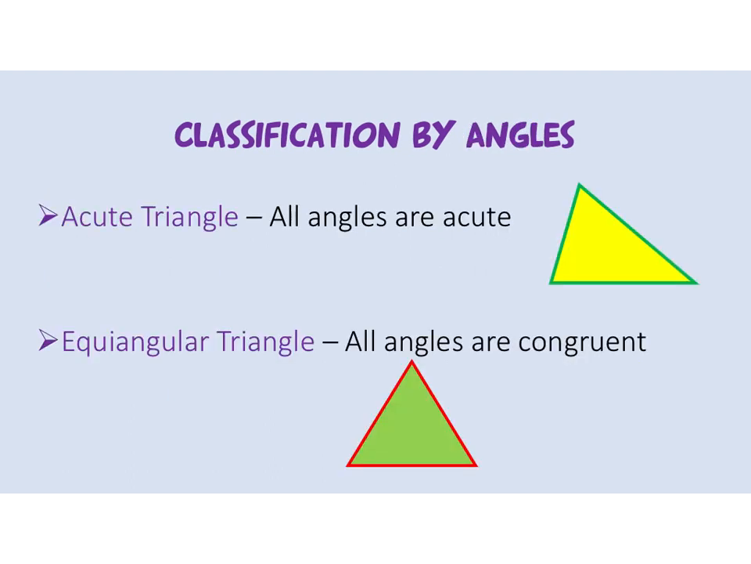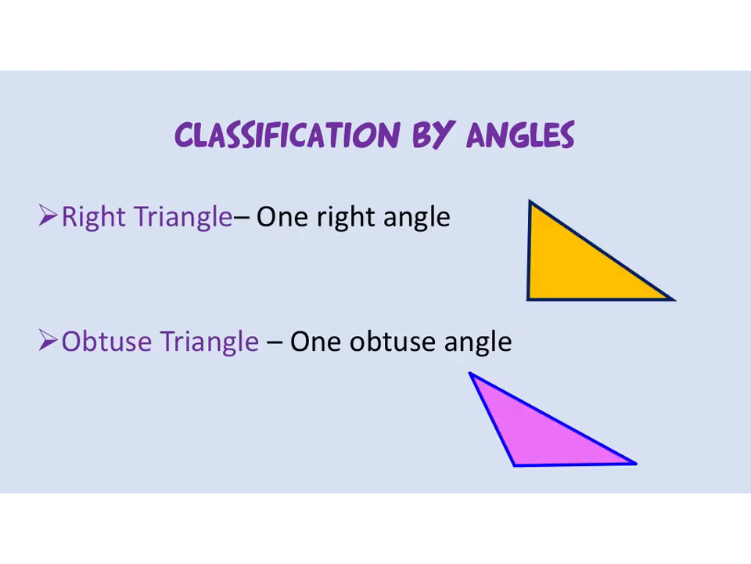All right, next we're going to classify by the angles. An acute triangle has all angles that are acute. They're all less than 90 degrees. An equiangular triangle has all angles that are congruent, so I could draw that in the picture by doing one arc, one arc, one arc, and that shows that they're all the same measure. Their angles all measure the same amount of degrees.